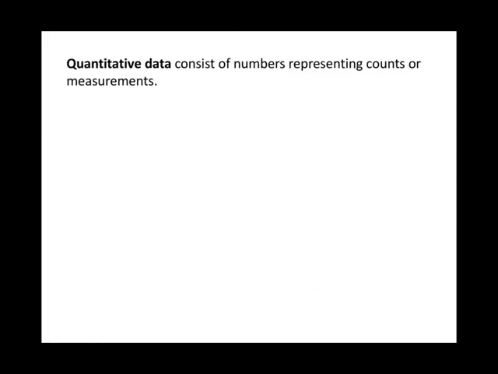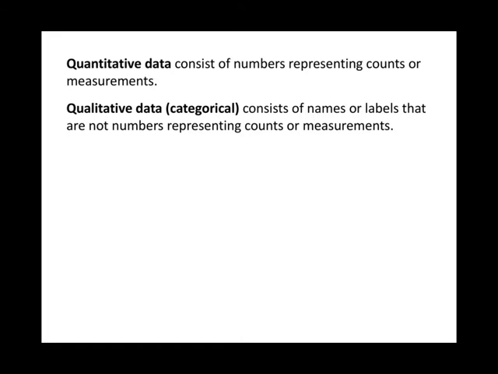Types of data. The first type of data we call quantitative data. Quantitative data consists of numbers representing counts or measurements. So when you have data related to numbers, we call this quantitative data. The second one, qualitative data, or you could say categorical, consists of names or labels that are not numbers representing counts or measurements. So that is data that uses names or labels, and we call this qualitative data.